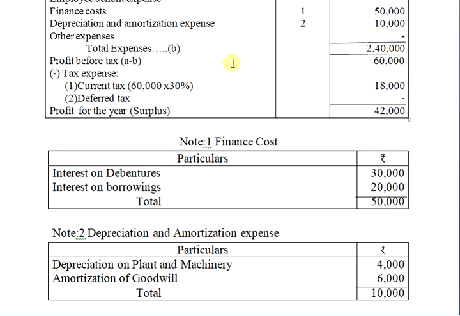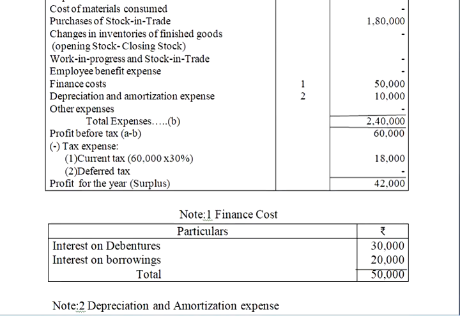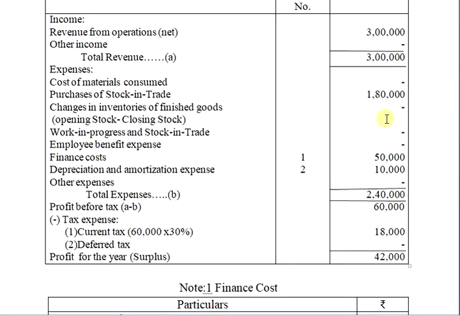Other expenses nil. So total expenses, how much will you be getting here? 2,40,000, my dear students. Total income is 3 lakhs. 3 lakhs minus 2,40,000, which is 1,80,000 plus 50,000 plus 10,000. 3 lakh minus 2,40,000, you will be getting profit before tax. A minus B: A total revenue 3 lakhs, B total expenses 2,40,000. 3 lakh minus 2,40,000, you will be getting 60,000.